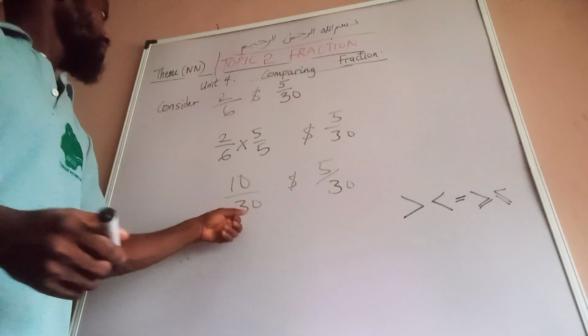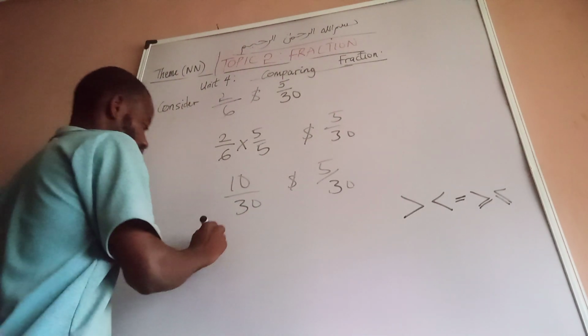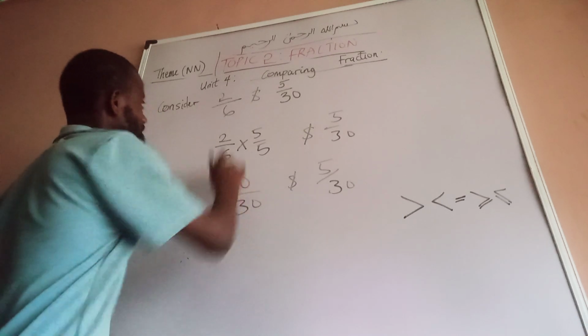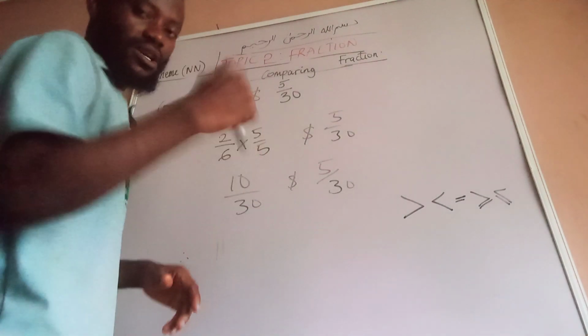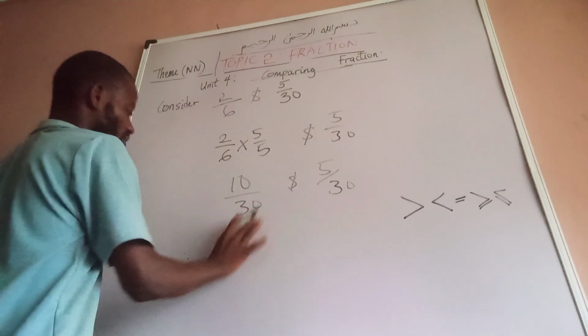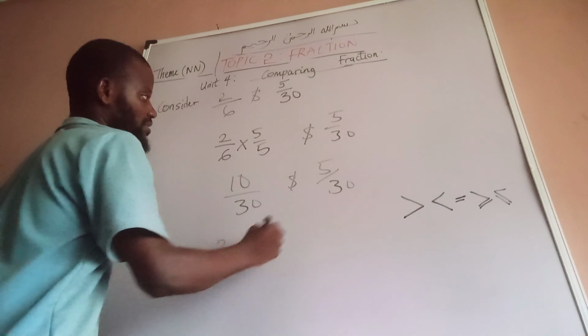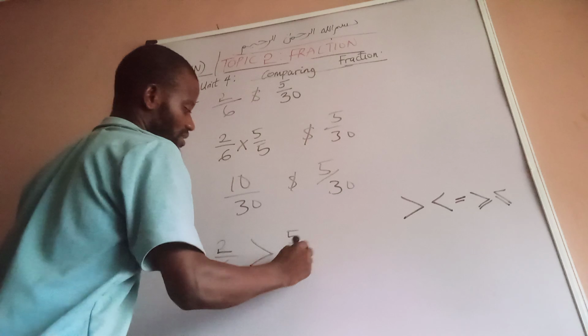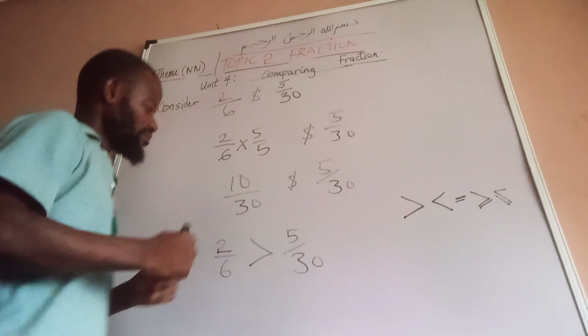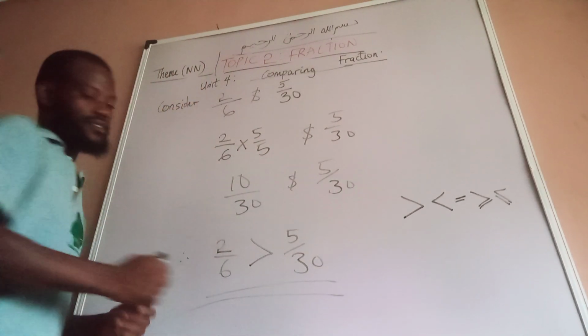Good. 10 over 30 is bigger. Therefore, 10 over 30 is the same thing as 2 over 6, Abi. So therefore, we now say 2 over 6 is greater than 5 over 30. This is the final answer.